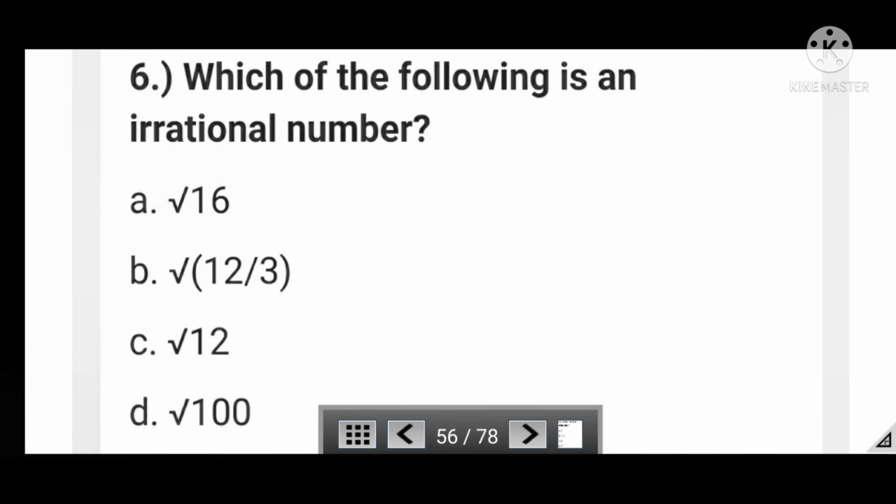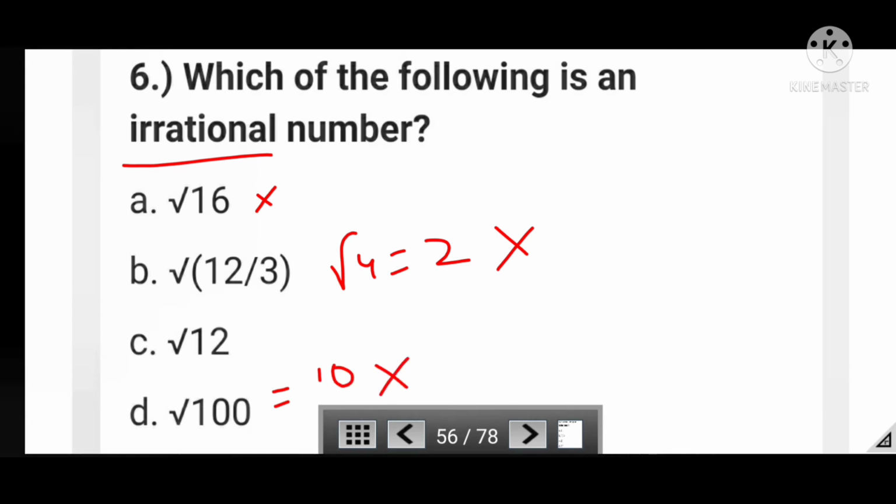Next question, which of the following is an irrational number? First of all, under root 16 is equal to 4, which is a rational number. Next, under root 12 by 3 is equal to under root 4, which is equal to 2, so it is not an irrational number. Next, under root 100 is equal to 10, again not irrational. Next is under root 12, so the answer is C option.